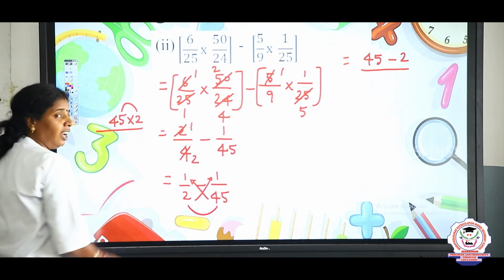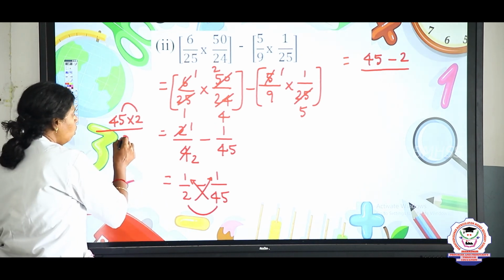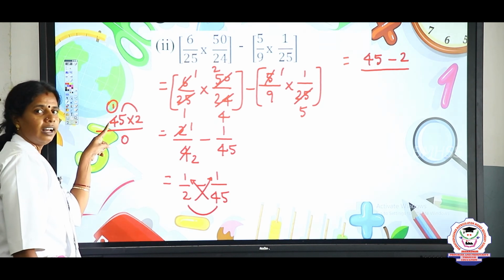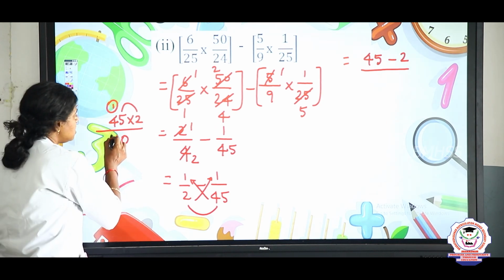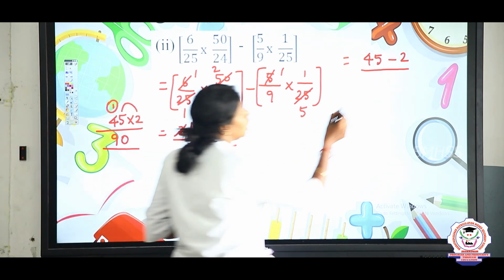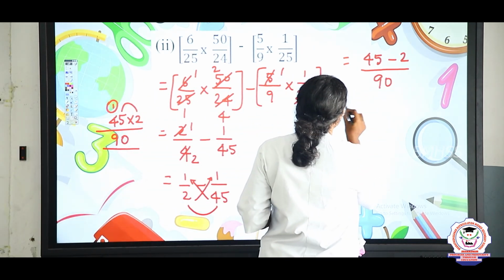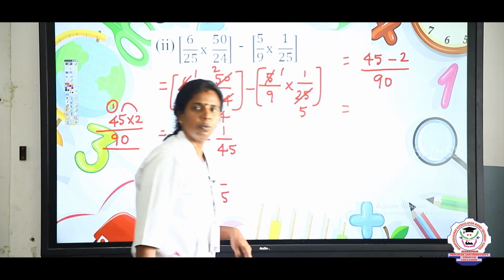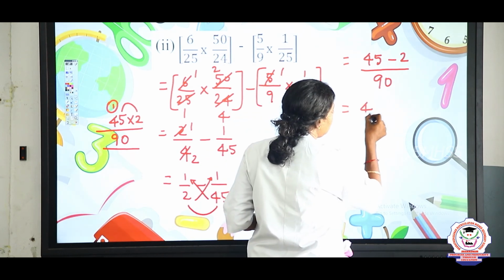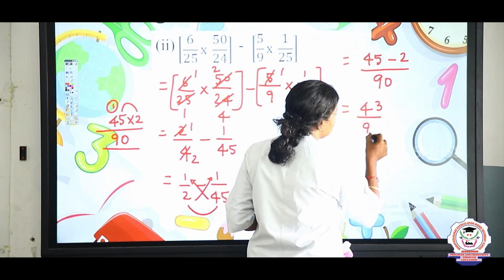2 fives are 10. 0, remaining is 1. And 2 fours are 8. 8 plus 1 is 9. So, the answer is 90. Yes. So, the denominator is 90. What is 45 minus 2? 45 minus 2 is? Yes, 43 by 90.